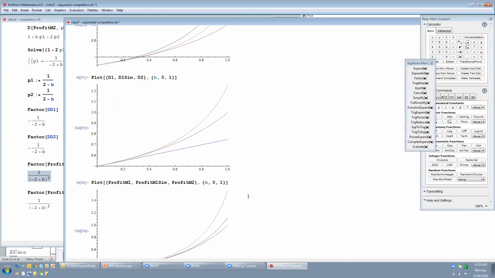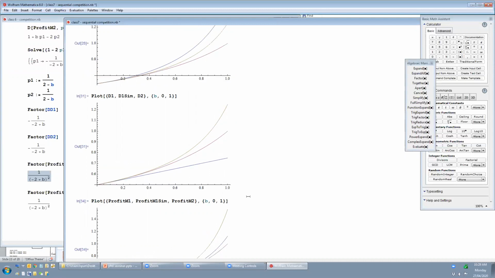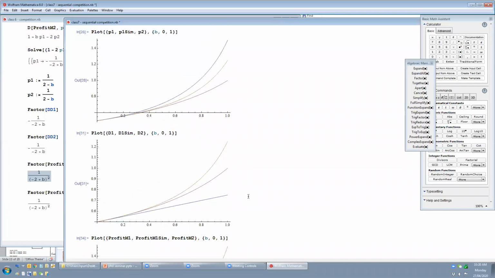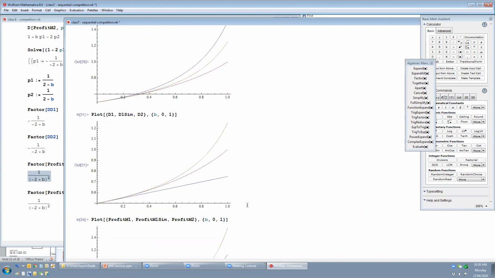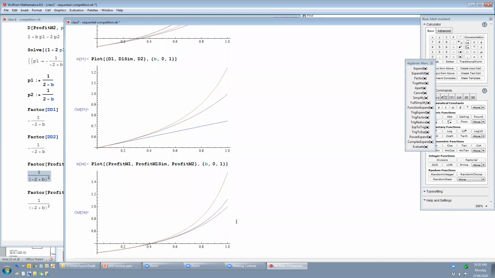And then we are comparing between the game sequences. What I want you to do is come up with some reason, not mathematical, but logic, common sense, intuition, about why the ranking of P1, P1 sim, P2, the ranking of D1, D1 sim, D2, and also the ranking of profit M1, M1 sim, and M2. Try to come up with some explanation and write it to me, so that we can discuss next time.